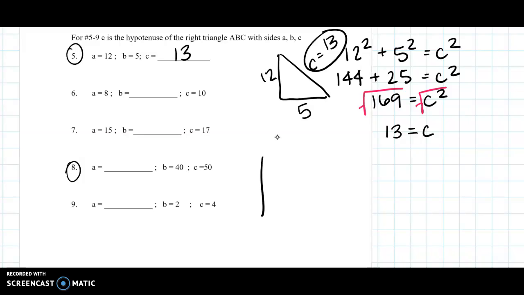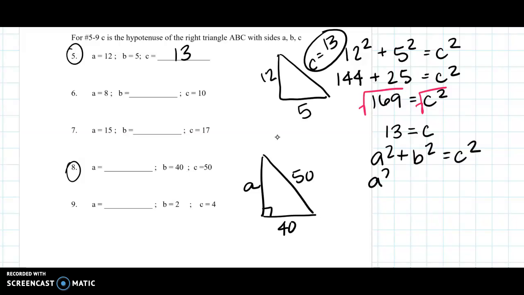Looking at question 8, we see that we don't know A. We know that B is 40 and C is 50. Using the Pythagorean theorem, a squared plus b squared equals c squared, we don't have anything to fill in for A, but we know that b squared is 40 squared and c squared is 50 squared. 40 times 40 is 1600, and 50 times 50 is 2500.